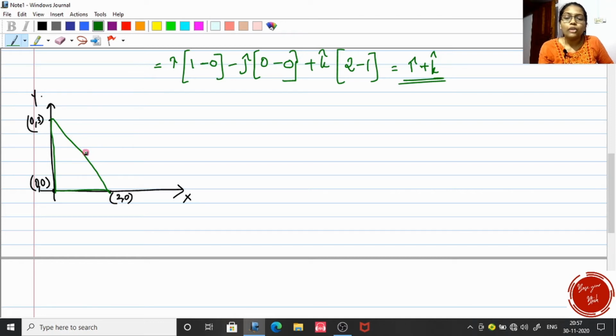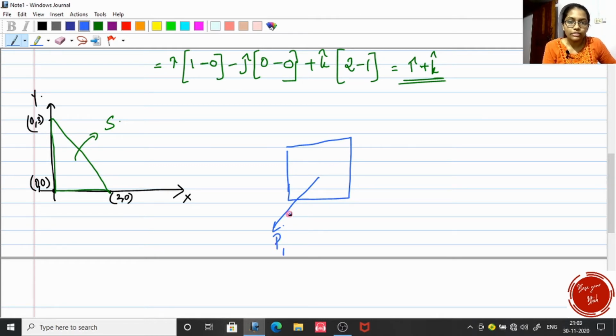Now, how do we get the n cap of this surface S? This is your surface S. Now, we have to get the unit vector perpendicular to the surface S. If you have a surface, you can draw two perpendiculars from it, that is P1 out of the screen and P2 into the screen. Which is your n cap out of these? Both are perpendiculars, and n cap is the perpendicular drawn from the surface. So, which actually is your n cap?